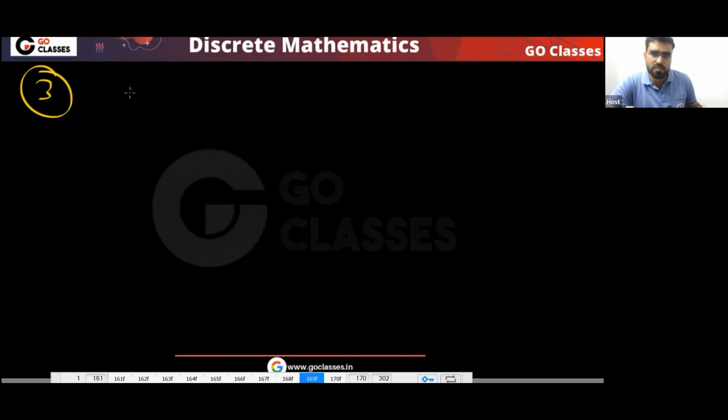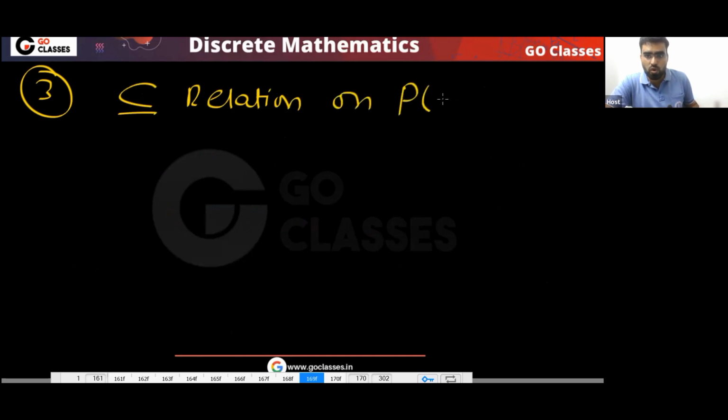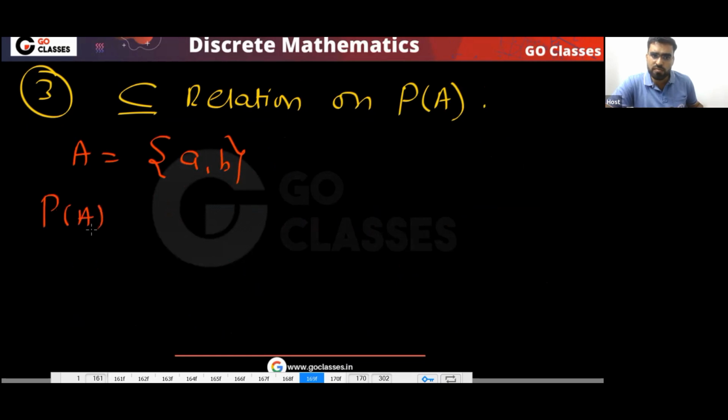That is the subset relation. The next relation is the subset relation. This is the subset relation on the power set of A. Remember, if I give you a set A, for example, let's assume this is the set A, B. Now, what is the power set of A? On the elements of this set, can you define the subset relation?